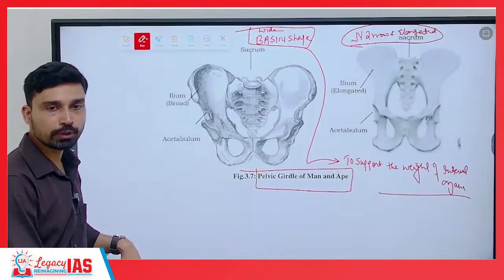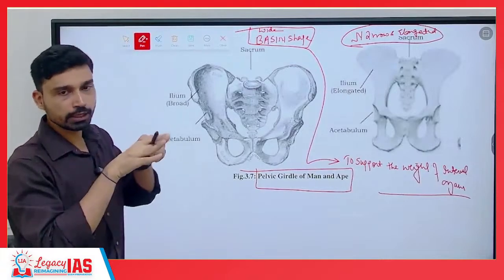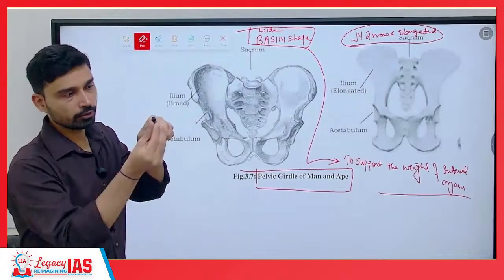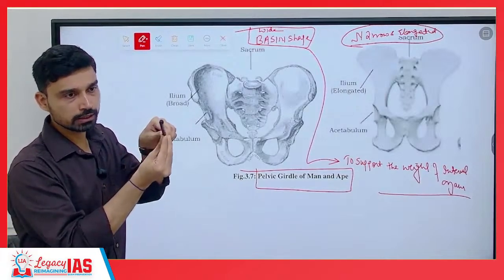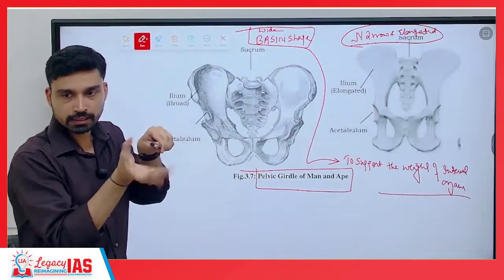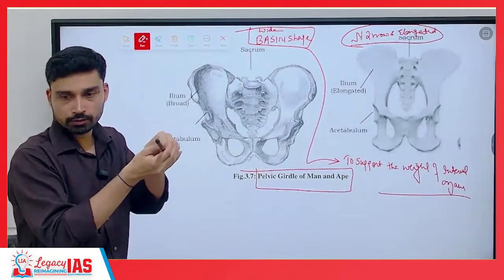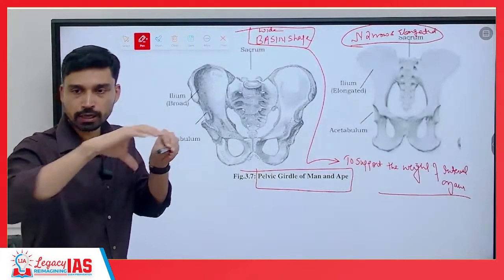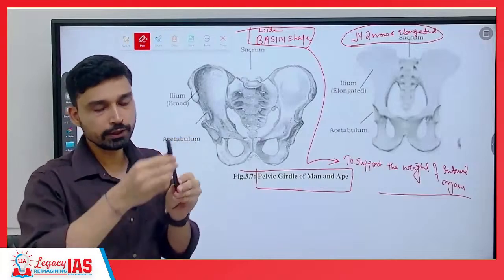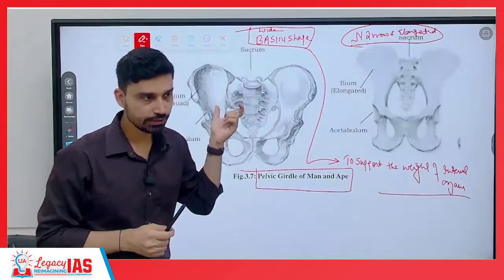In apes, what is happening? The internal organs are radially distributed. It is not in one line, because their shape is like this. Some organs are here, some organs are here, some organs are here. The muscles themselves are supporting the organs, or the bottom part of the vertebral column is supporting it, and here you have the pelvic girdle. So the pelvic girdle does not have the weight of the entire internal organs. In humans, it is like this. So that is why the structure is a wide basin shaped structure.